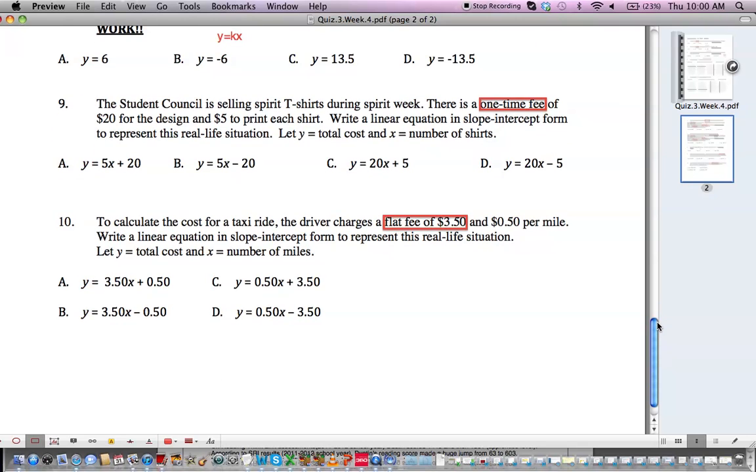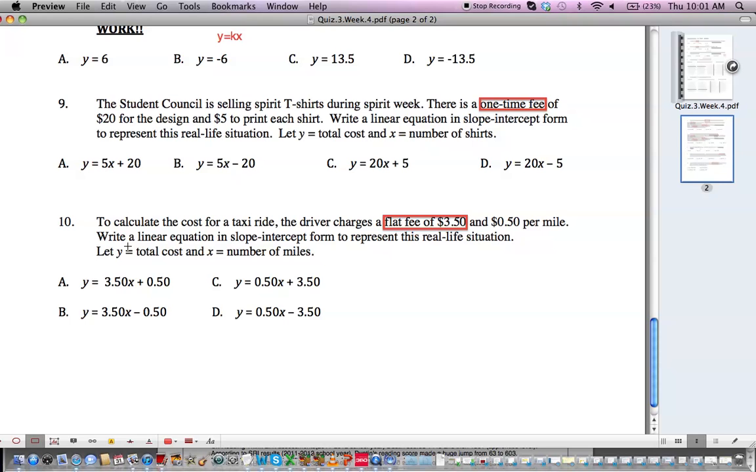And then number 9, make sure you read this well. The student council is selling Spirit t-shirts during Spirit Week. There is a one-time fee of $20 for the design and $5 to print each shirt. Write a linear equation in slope-intercept form to represent this real-life situation. Let y equal total cost and x equal number of shirts. So the one-time fee is $20, and then there's $5 to print each shirt.